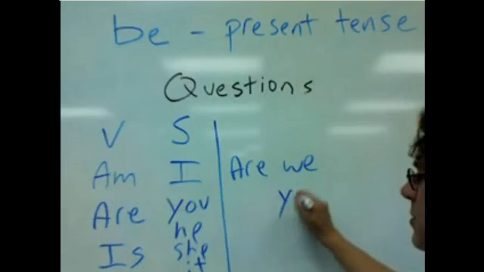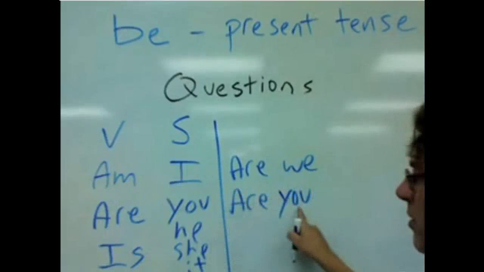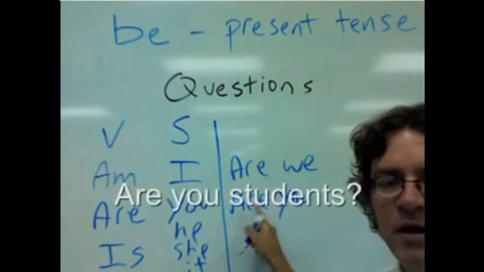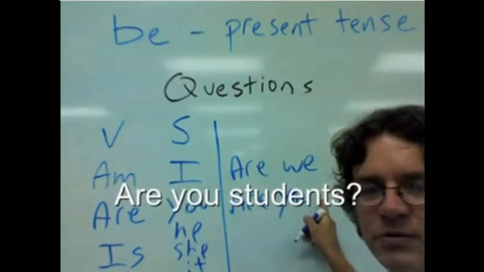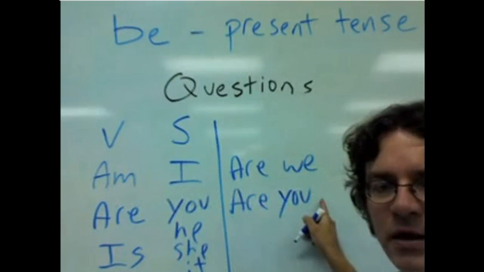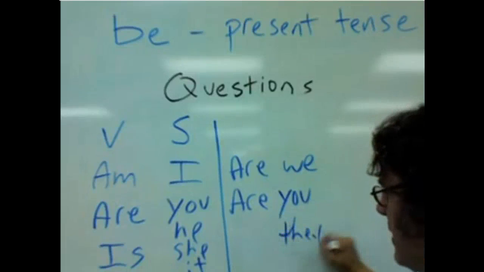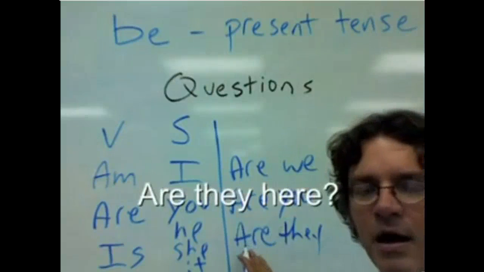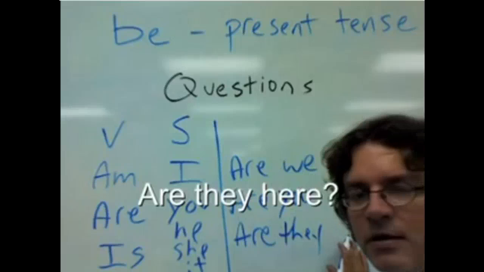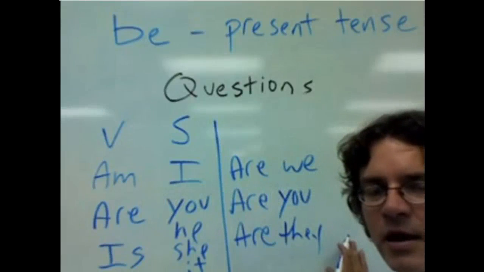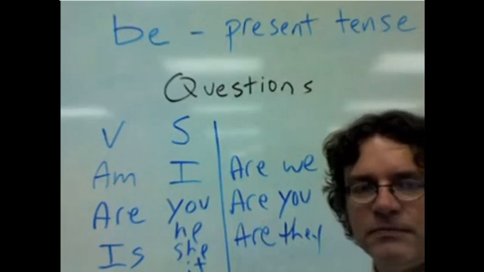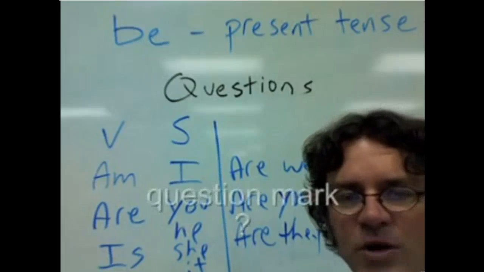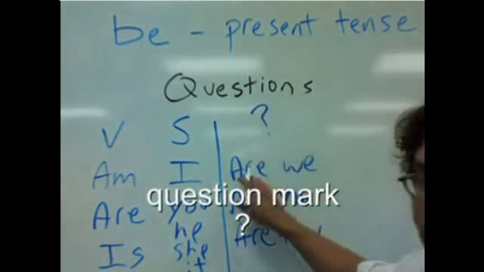If the subject is you, this is the plural form for you. Here's the verb be. Are you students? And if the subject is they, the verb be is also are. Are they here? Are they online? Are they at school? Don't forget to end each question with the question mark at the end.